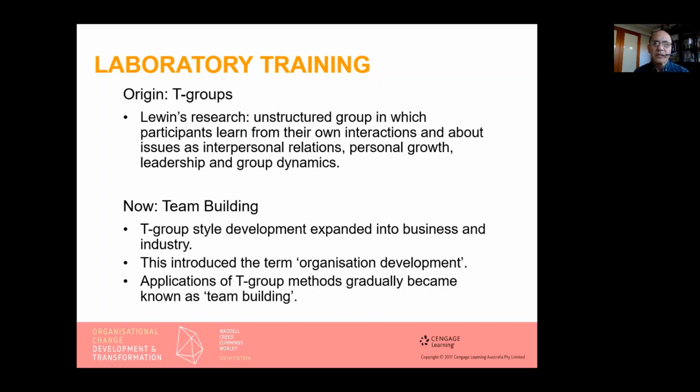Other team building interventions can include things like what we call a ropes course, or just teams playing games with each other. And again, I'm going to show you some videos in the future which give you an idea of exactly what these team building interventions are.